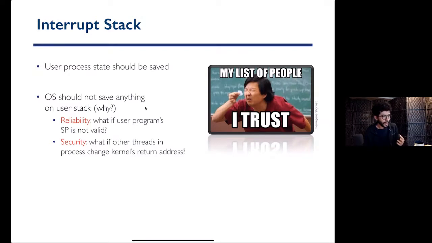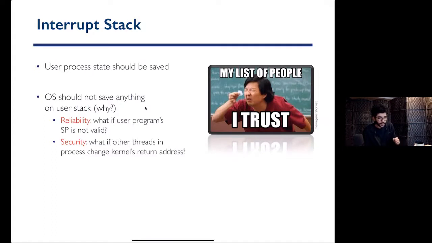If we are to use the SP, what happens if the SP is not set properly and is pointing to an invalid address? And then we start saving stuff on the SP, that would be bad, right? So we should not rely on the user memory to do anything.